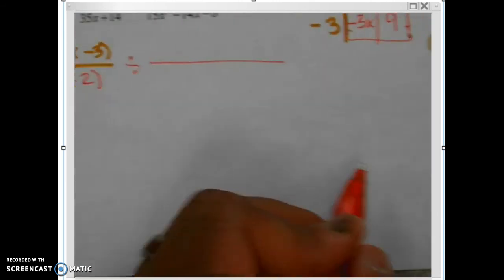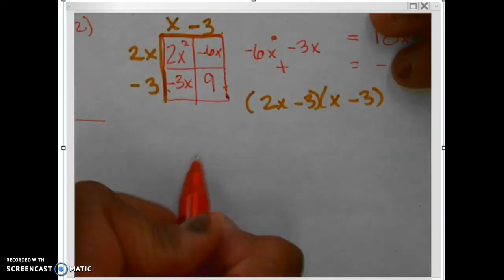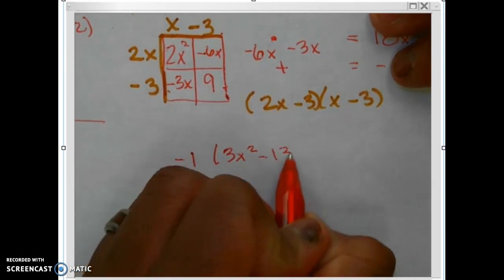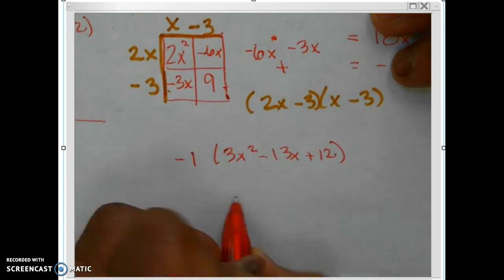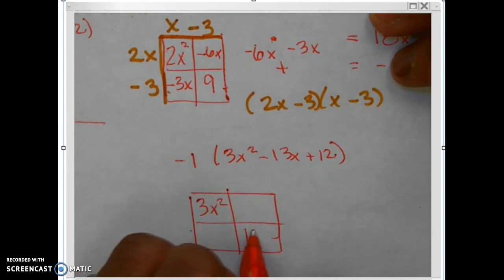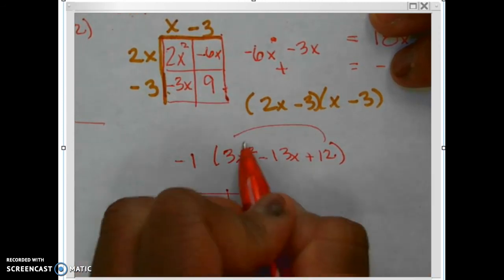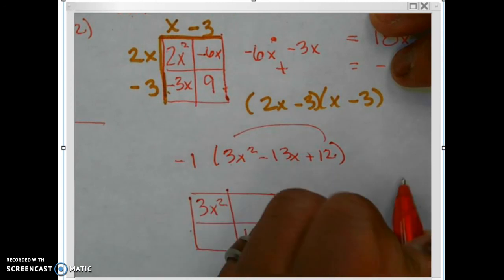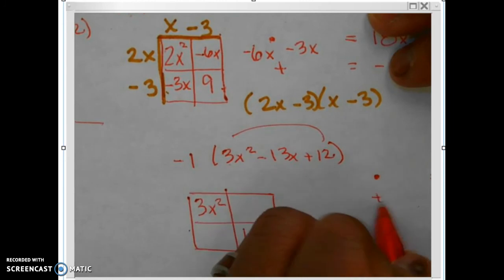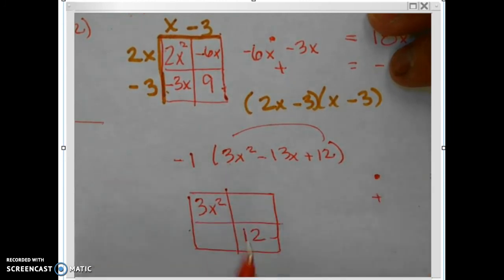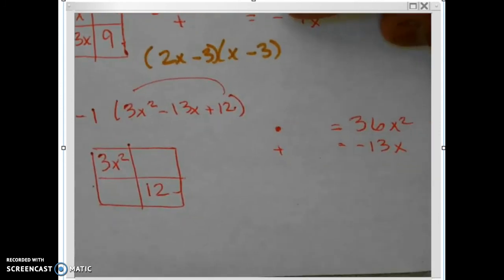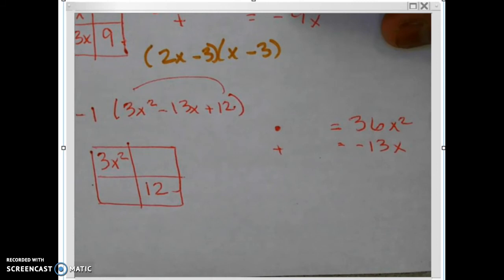And then you can use a handy dandy factor box. I remember that was a -1 up front. And then I had 3x squared minus 13x plus 12. First term, first box. Last term, last box. I'm looking for two numbers that multiply to give me 3 times 12, 36x squared, and that will add to give me -13x. Can you think about those numbers for a moment? Go ahead, press pause if you want some think time on that. But they need to multiply to give me 36x squared and add to give me -13.